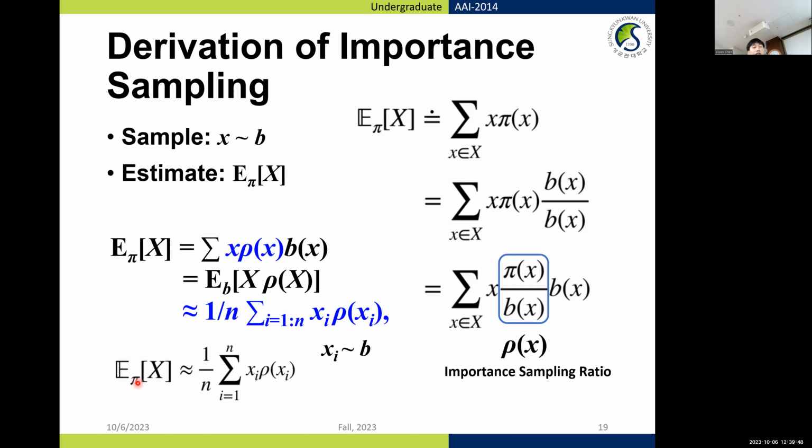Eventually you can write it this way: E pi x equals the average of xi rho xi. This rho xi is called the importance sampling ratio. Then we will use it in our off-policy MC method.